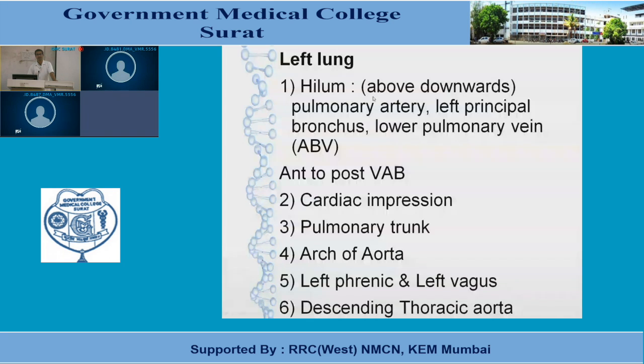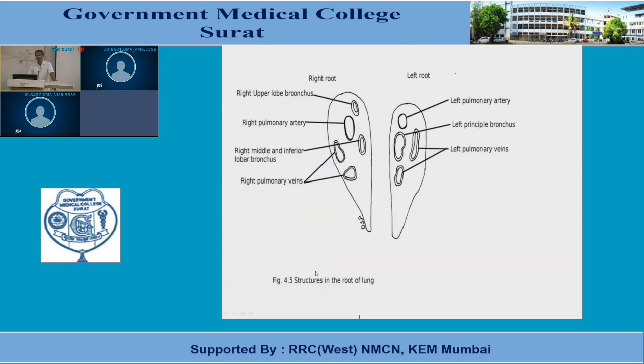Remaining impressions near this hilum: cardiac impression, arch of aorta, left phrenic and left vagus, whose crossing takes place in relation with the arch of aorta, and the descending thoracic aorta. This one is the hilum of the left lung. Therefore, pulmonary artery, bronchus and pulmonary vein. Therefore, artery, bronchus, vein in the hilum.